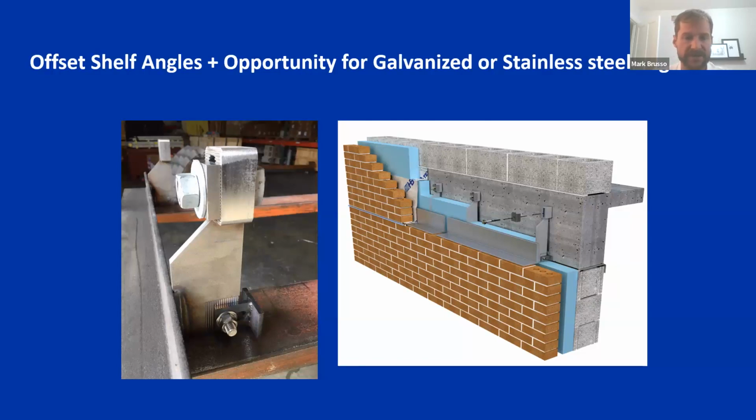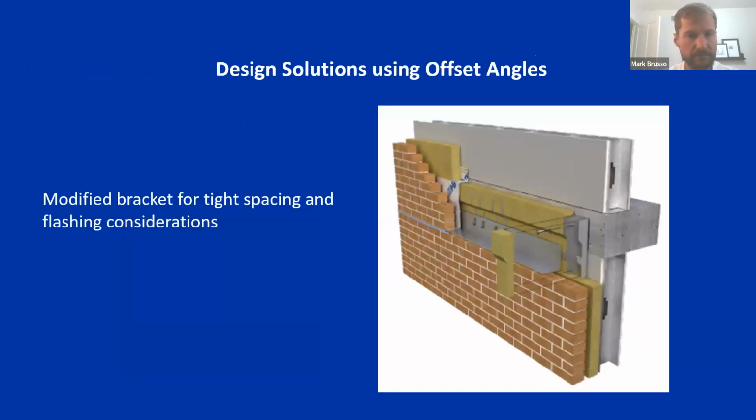So with our TBS system, this is one of our feature products that we use. What it does is it brings that shelf angle outwards and reduces the contact of the shelf angle to the backup. So we're only connecting to certain small points on the backup of the wall with the TBS system.